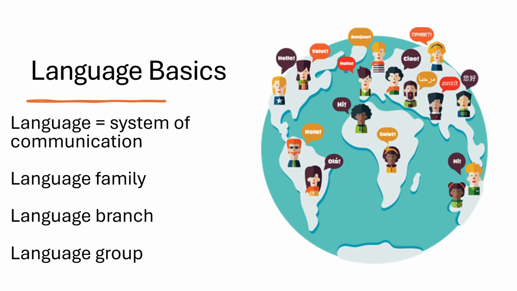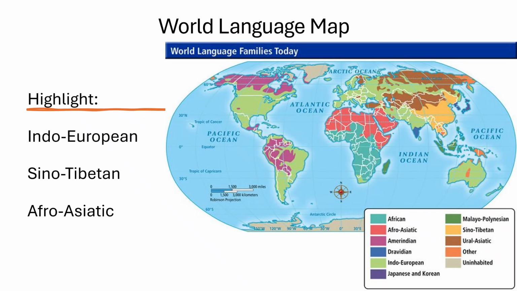Now, some language basics. Language equals a system of communication. We can break languages down into families, really big groups, branches, smaller, and finally, language groups themselves. We can go smaller. But make sure you understand the three main language families.